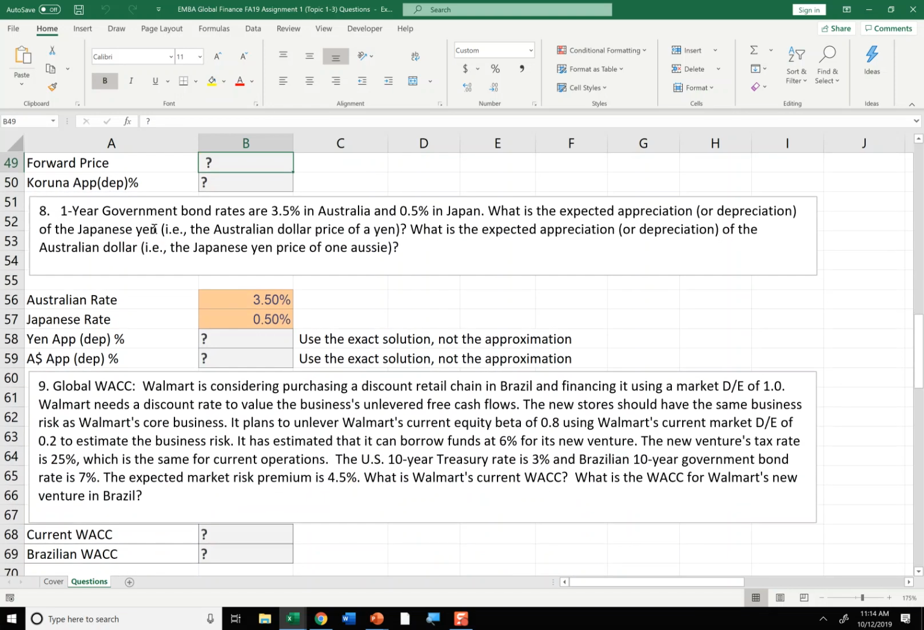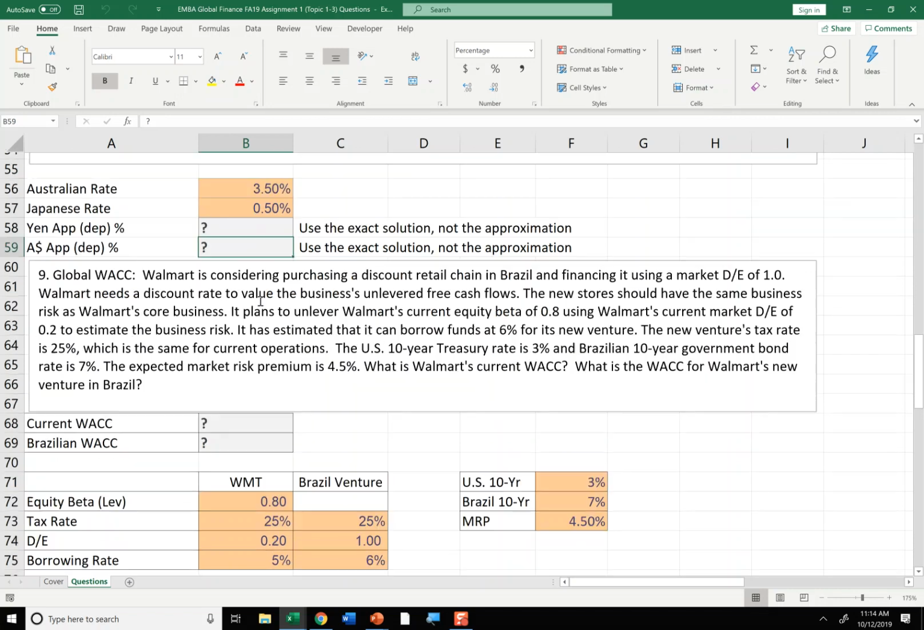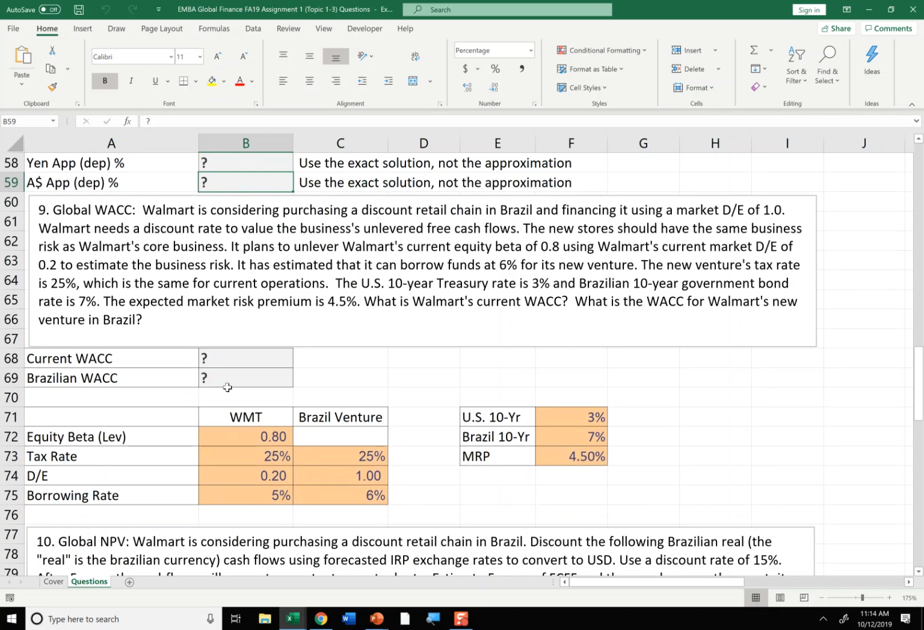By the way, this is recording, so it'll give you a nice kind of prep. If you look at lecture 3, you'll see the prep for this, so it'll help you. All right. Here's Australian interest rate, Japanese interest rate. What's the expected appreciation of the Aussie and of the yen? All right, and then these last 3 problems are related to this last section.